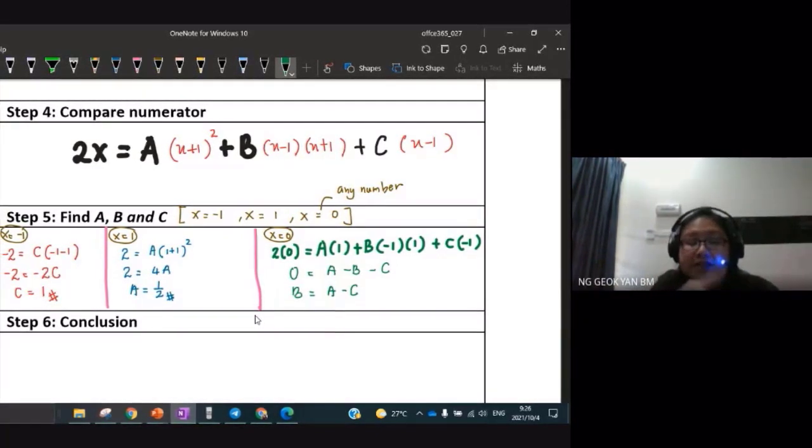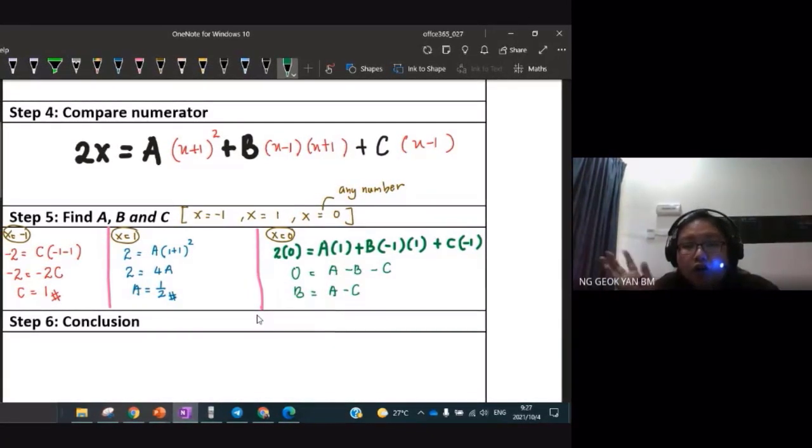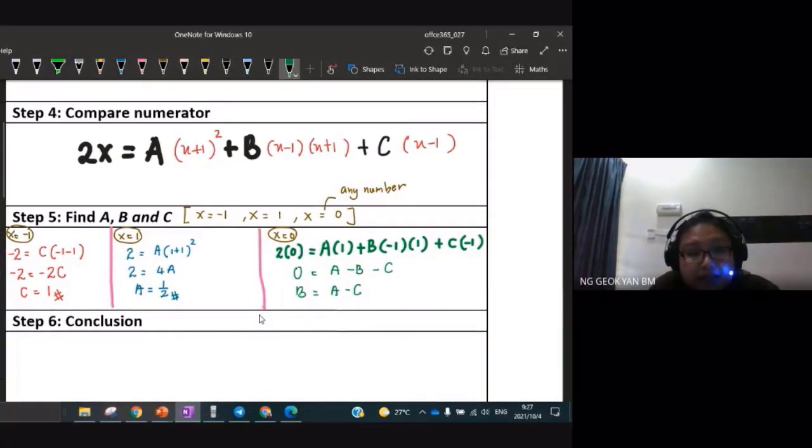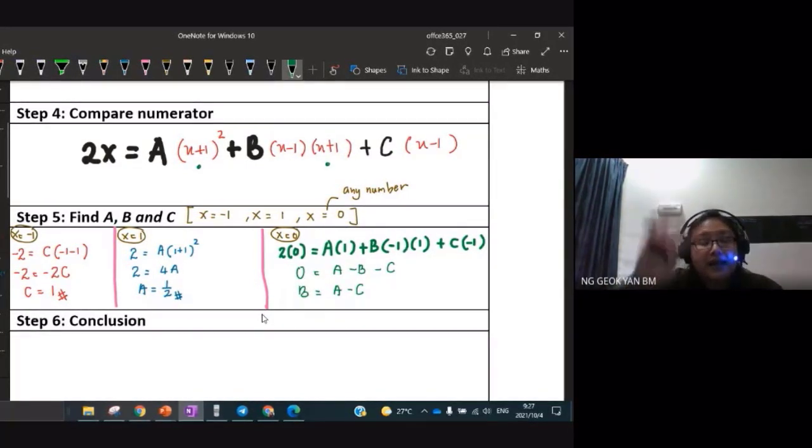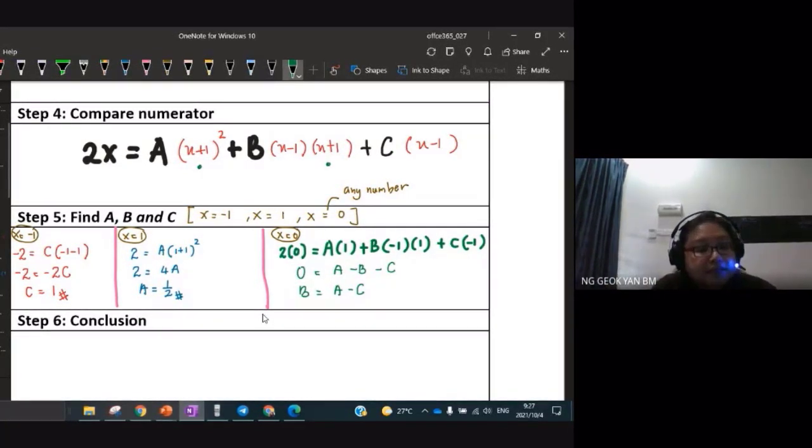When you substitute negative 1, you just notice that the terms with x plus 1 automatically vanish. So it means A and B will not appear, so you straight away write it as C. This is to reduce mistakes. Then the same when you substitute x equals 1, the terms with x minus 1, which are the unknowns B and C, will vanish. So you get the value of A easily.